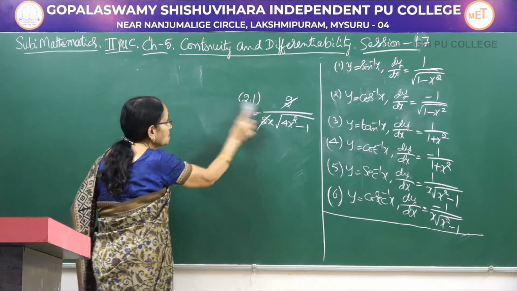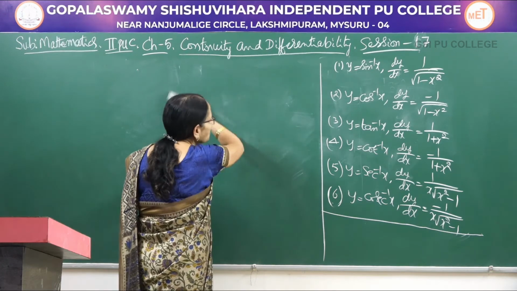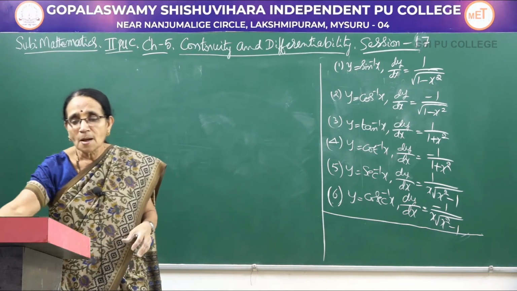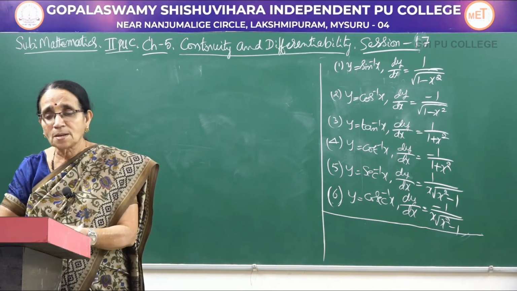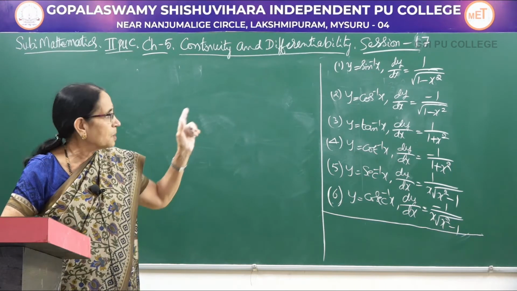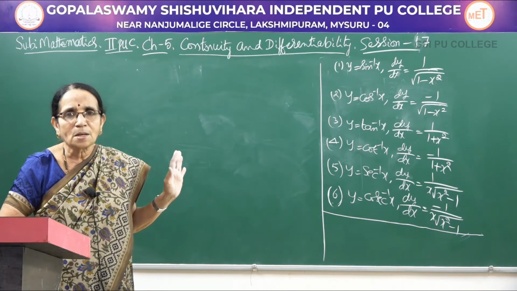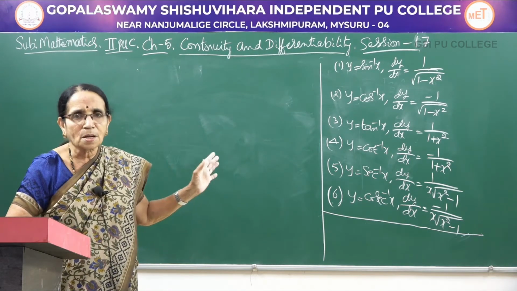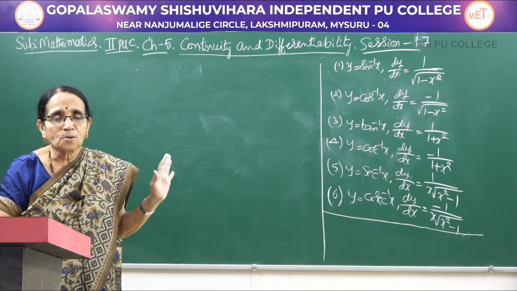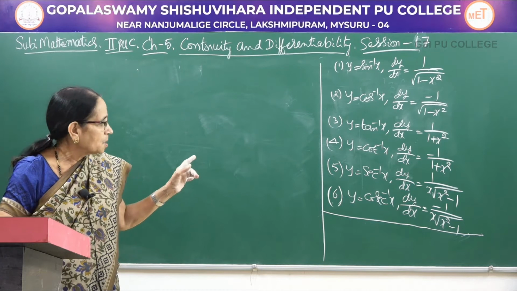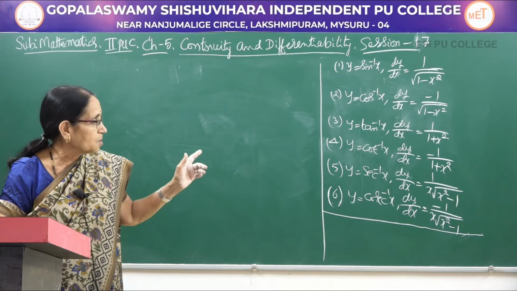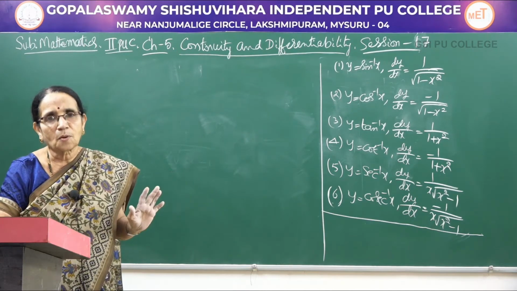So each function, that's why I told you, if you remember the basic formulas, you will not have any problem at all. Follow the same rule: sin inverse x, 1 over root of 1 minus x square; cos inverse x, minus 1 over root of 1 minus x square; tan inverse x, 1 by 1 plus x square; cot inverse, minus 1 over 1 plus x square; secant inverse x, 1 over x into root of x square minus 1; and cosecant inverse x, the same term with minus 1 over x into root of x square minus 1.